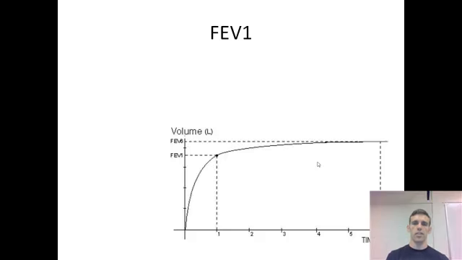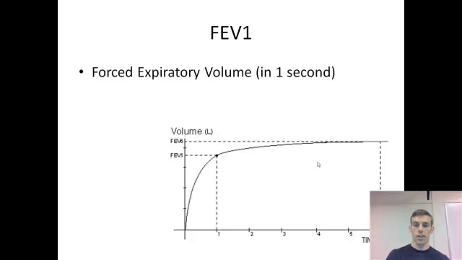So another thing we can look at is the FEV1. The FEV1 is the forced expiratory volume in 1 second. So anytime you hear FEV, it means forced expiratory volume. You can see in this graph here, we have an FEV1. So in 1 second, this person was able to blow out a pretty good portion of air. If we said that this was volume in liters, let's say it's 3.5 liters of air, and they did that in 1 second.